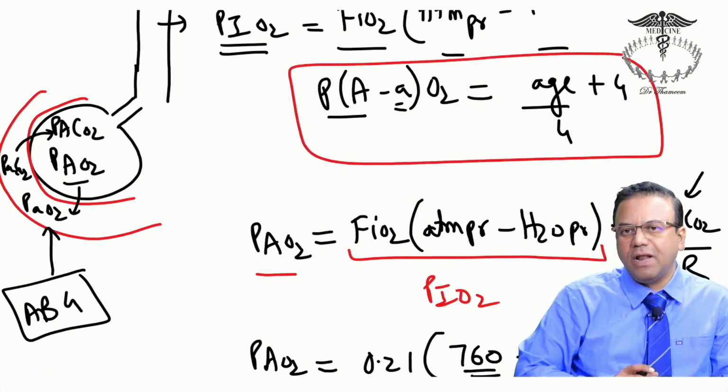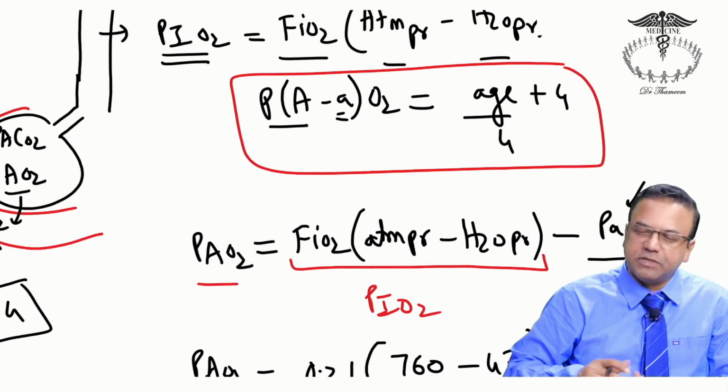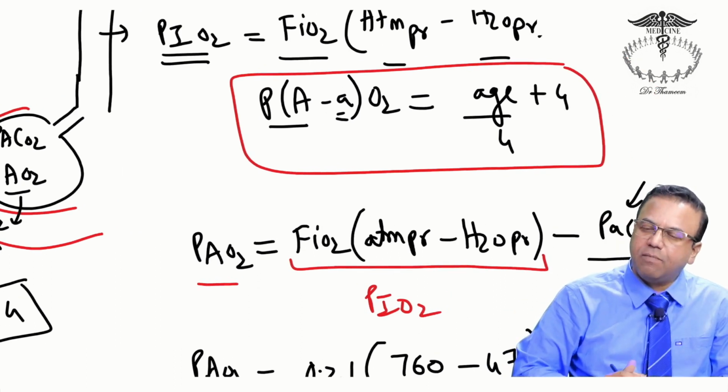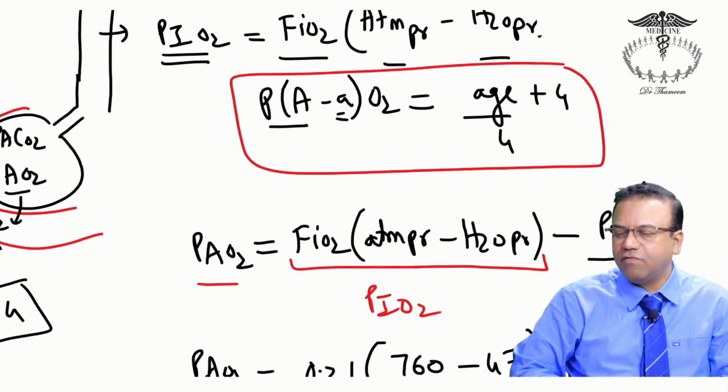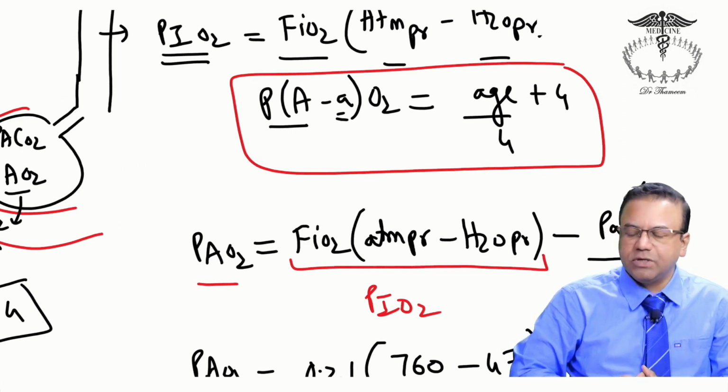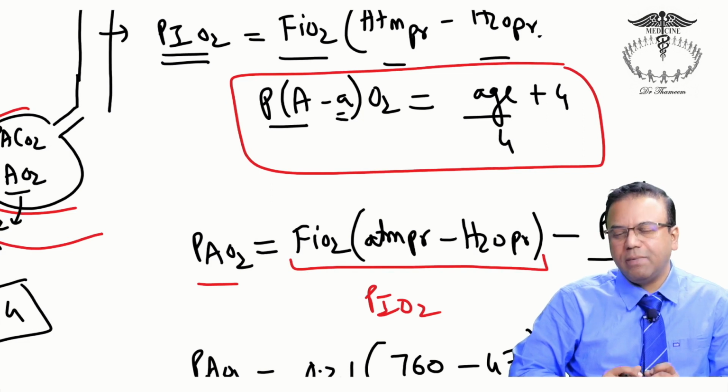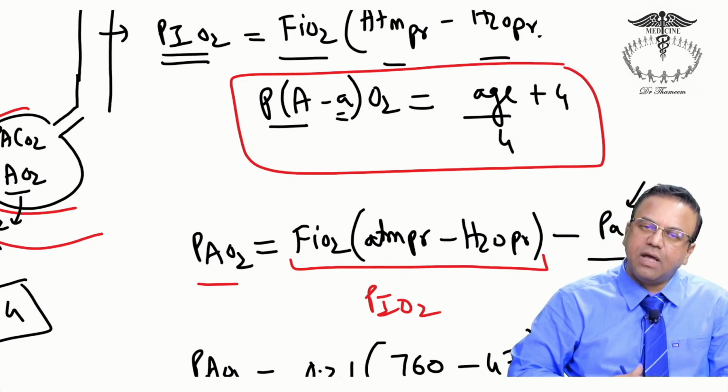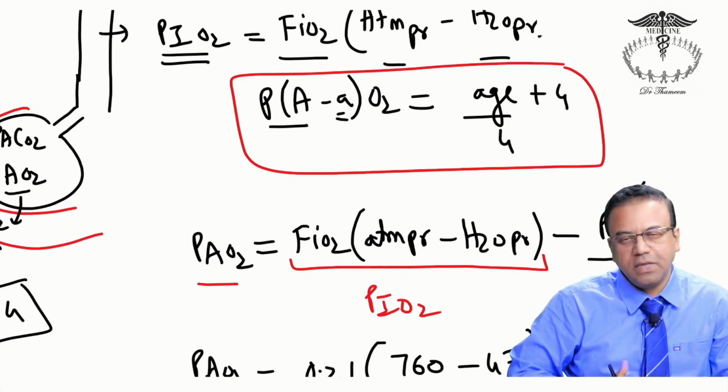So, what is the normal alveolar arterial oxygen gradient? If a person is 40 years, then 40 divided by 4 is 10, plus 4 is 14. That is the normal alveolar arterial oxygen gradient. Supposing a person is 20 years, then 20 by 4 is 5, plus 4 is 9. That's the normal alveolar arterial oxygen gradient. You understand then, as the person ages, the alveolar arterial oxygen gradient also is going to increase.